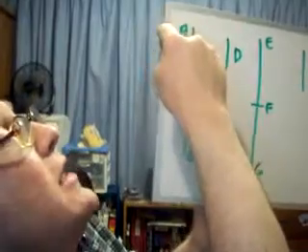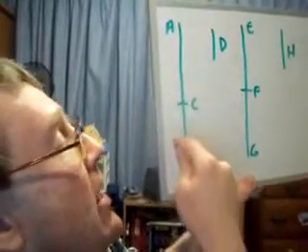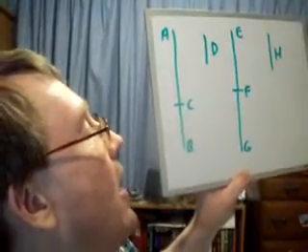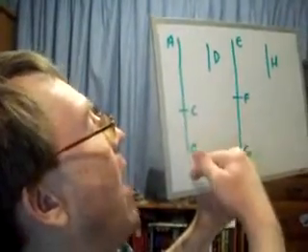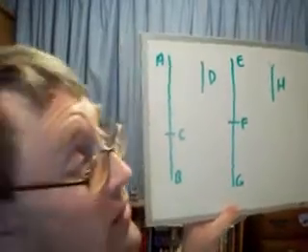What's AC and CB? Well, this is AC right here. This is CB right here. And the sum of these two happens to be the line AB. That's what Euclid was saying. So now we have that.